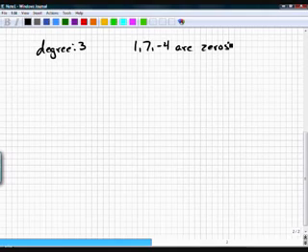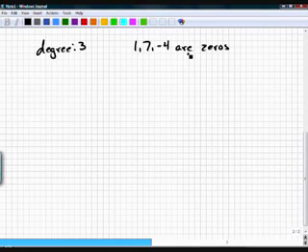I'm sorry. So here we go. Degree 3, 1, 7, and negative 4 are zeros. Are there going to be any other zeros? No, because it's degree 3. Third degree means it has at most 3 real zeros, and all 3 of them here are actually real.